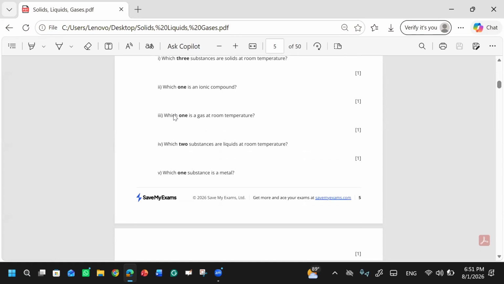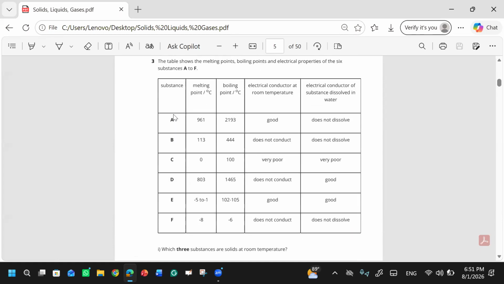Which one is a gas at room temperature? C, because its melting point is below 25 degrees, but the boiling point is also below room temperature. That shows us that it's C. Yes.